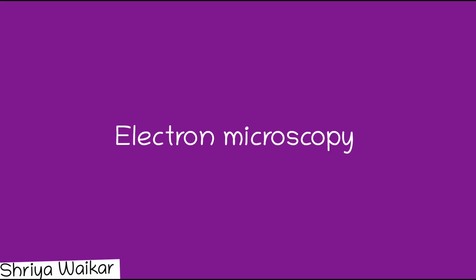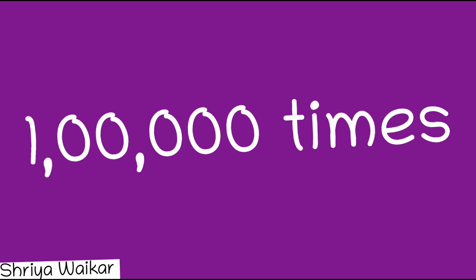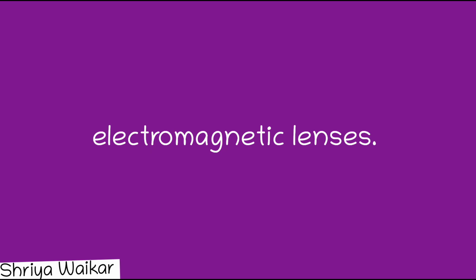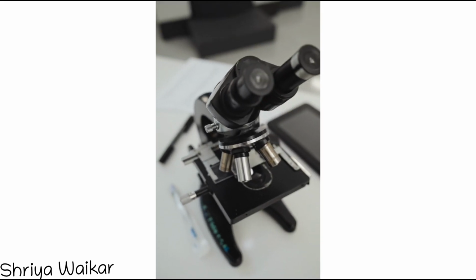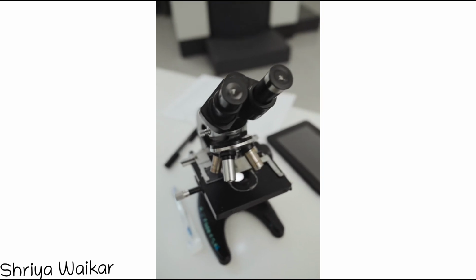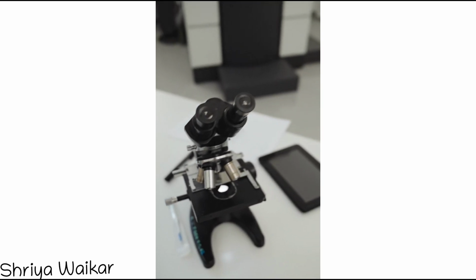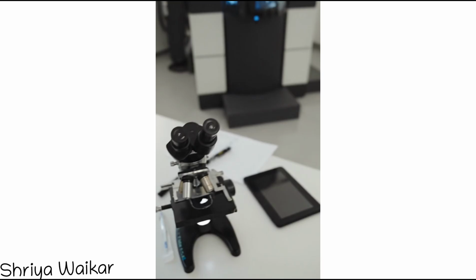Then the electron microscope. It is a highly sophisticated technique in which the object to be studied is bombarded with an electron beam with a wavelength approximately 100,000 times shorter than visible light. The electron beam in the electron microscope magnifies the image with the help of electromagnetic lenses. The entire passage of the electron is in vacuum, and the generated image is viewed on a fluorescent screen and not through an eyepiece, owing to the very short wavelength of the electron. The image produced by the electron microscope is of very high resolution.